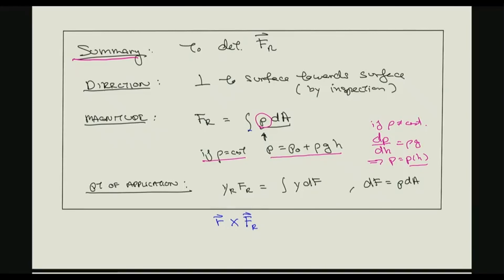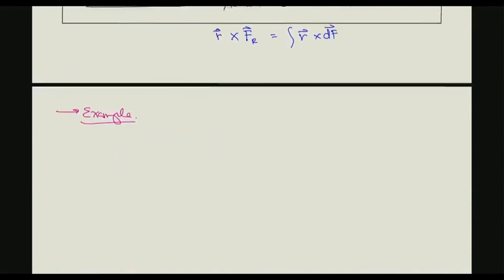Okay, and then this would then be R cross dF over the area. So this will work out to be the area when you then replace the dF with PdA. So, okay, and then this is the moment arm.